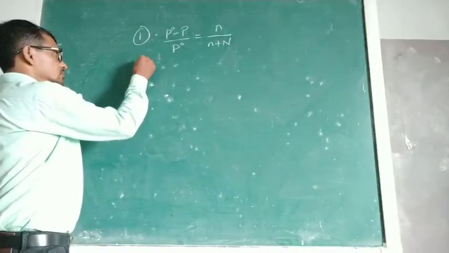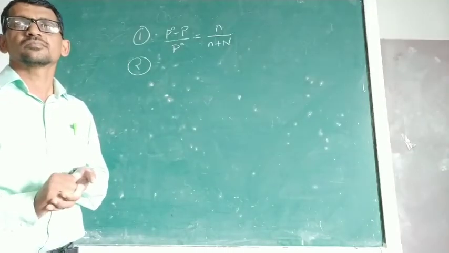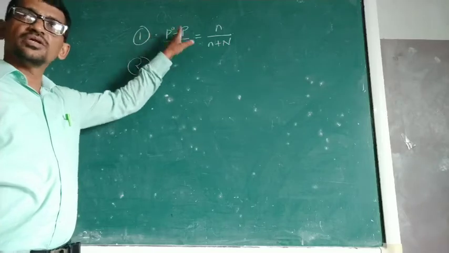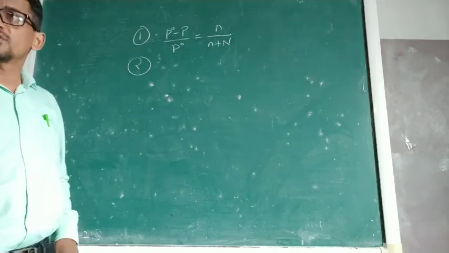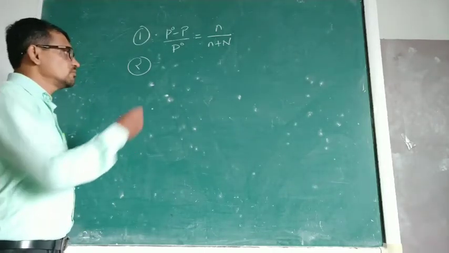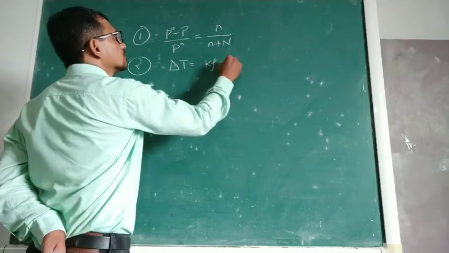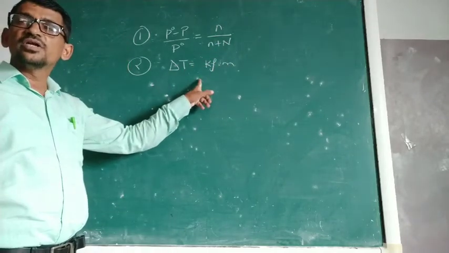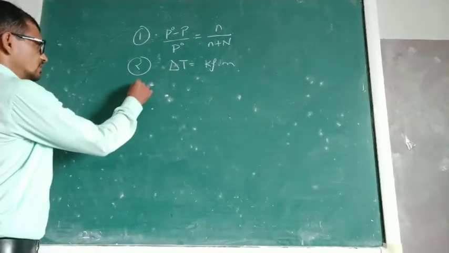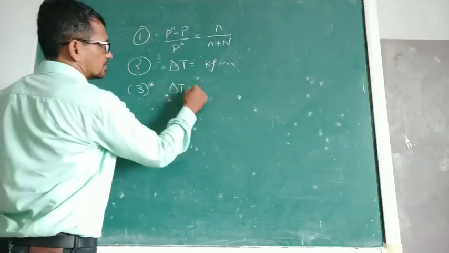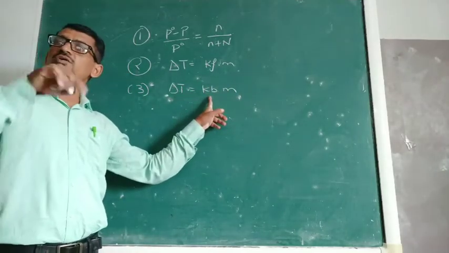Second, P0 means solvent and P is solution. Second is depression in freezing point: delta Tf is equal to Kf into molality. Kf I have written means what? Freezing constant. So it is depression in freezing point. Similarly, third, delta Tb is equal to Kb into molality. Kb means elevation in boiling point.